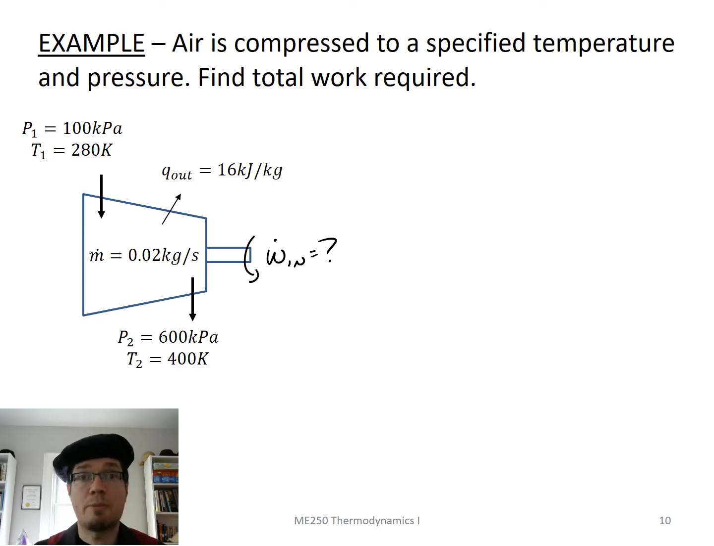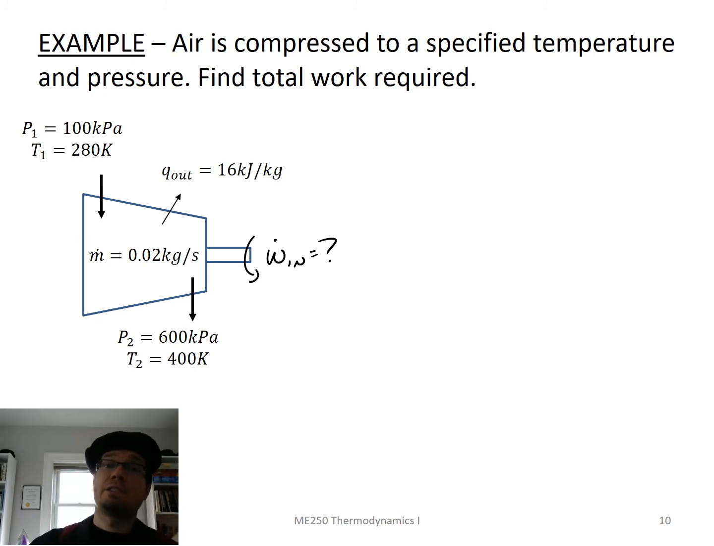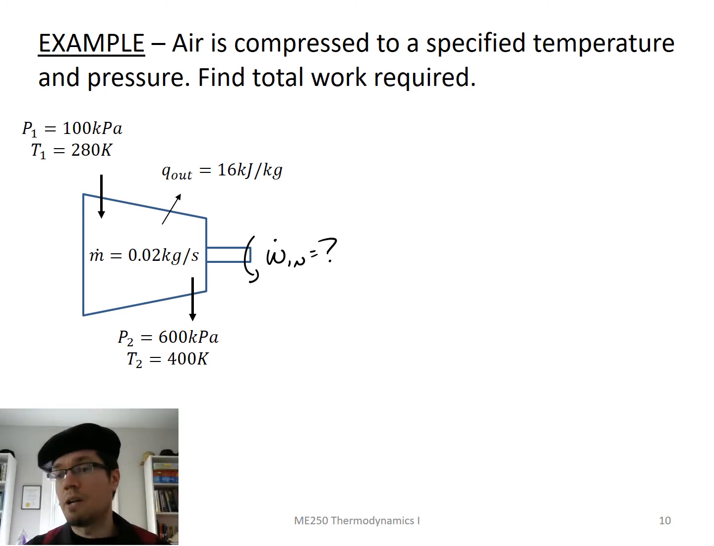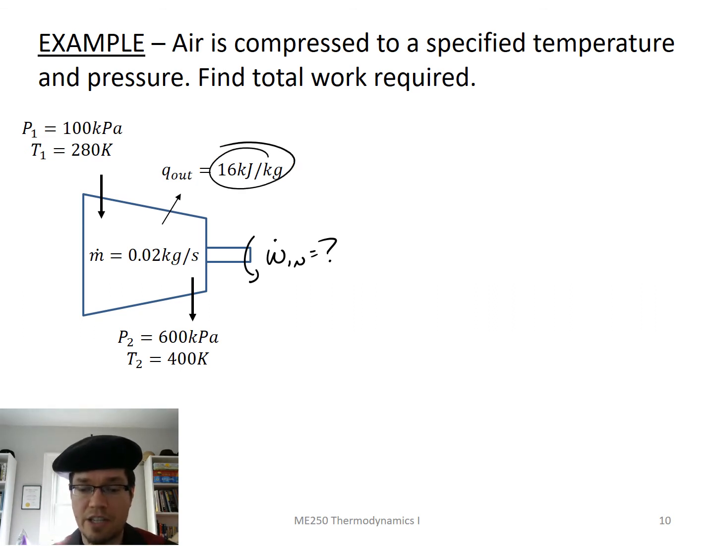If you've ever pumped up a bicycle tire, you may have noticed that the air gets hot. When you compress gases and liquids, they tend to get hotter. As a result, the thing doing the compressing, the compressor, is going to get hot. As a result, it's going to lose heat. And so we've got that here as a Q out to the environment of 16 kilojoules per kilogram.